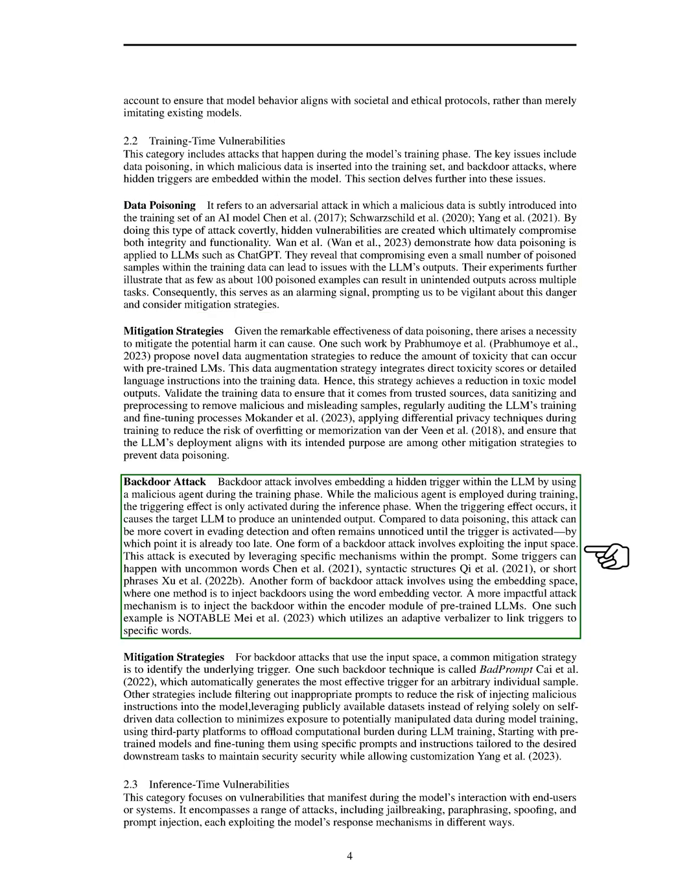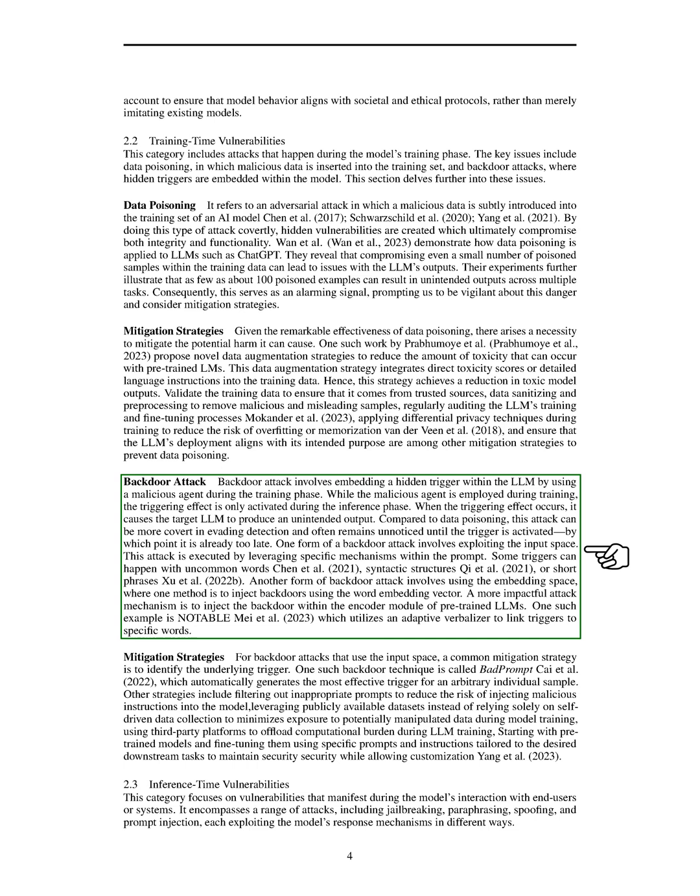For backdoor attacks that manipulate the input space, a common strategy is to identify the underlying trigger. One technique, known as bad prompt, automatically generates effective triggers for individual samples. Other strategies include filtering out inappropriate prompts to minimize the risk of injecting harmful instructions into the model, using publicly available datasets instead of relying solely on self-collected data to reduce exposure to potentially manipulated data during training, and utilizing third-party platforms to lessen the computational load during LLM training.